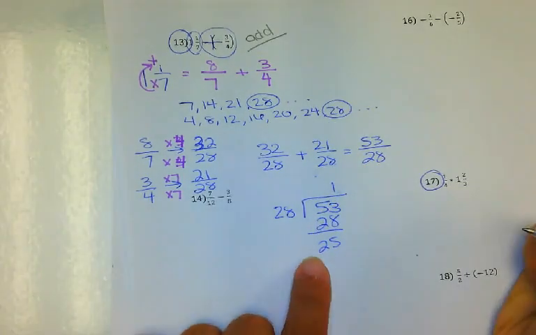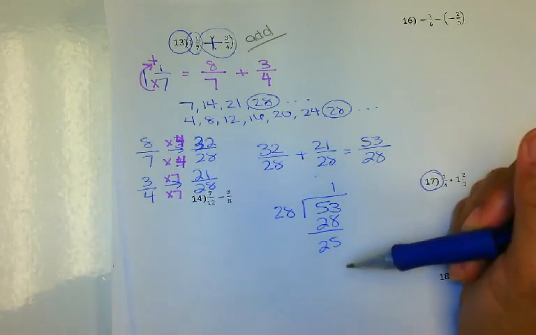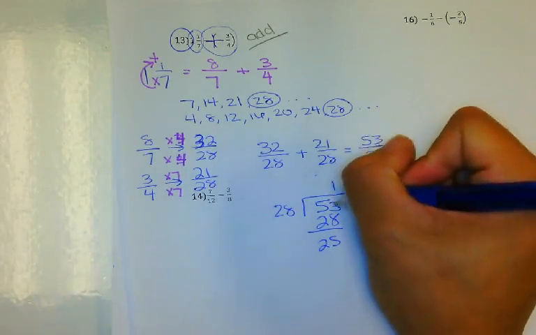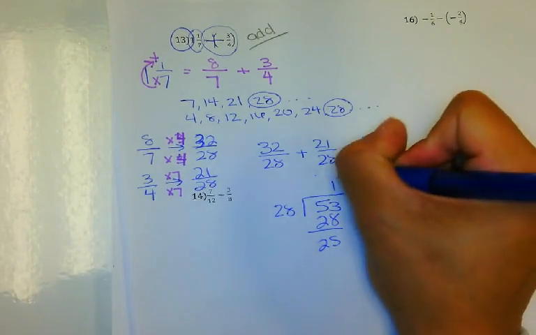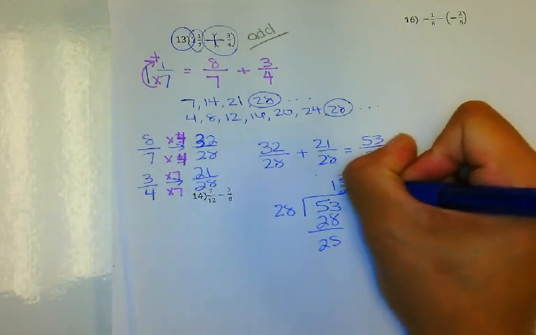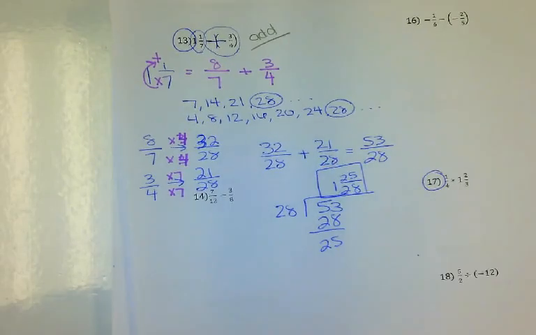You get 25. So from here, I could add a decimal, add a 0, bring it down, but I don't want to do that, okay? So what I'm going to do is this stays. This remainder becomes your numerator. And then your denominator is going to stay the same, so that's 28. Okay? And so this is your final answer.